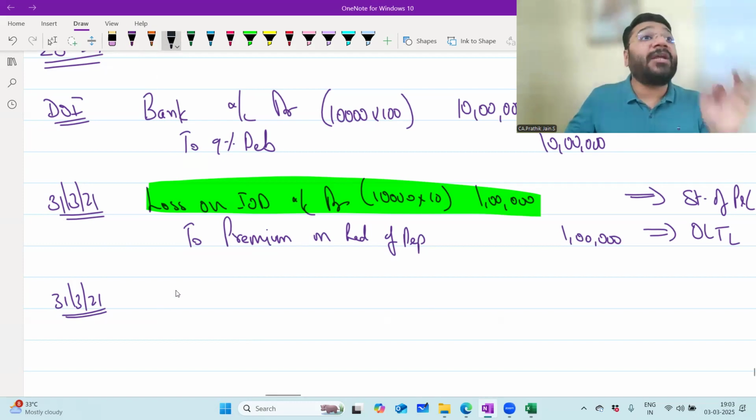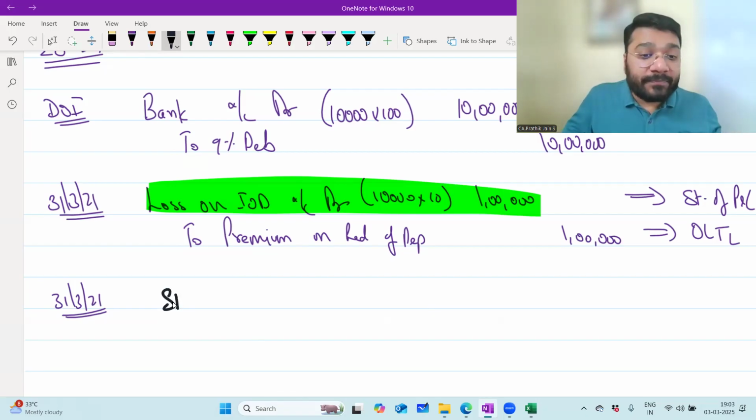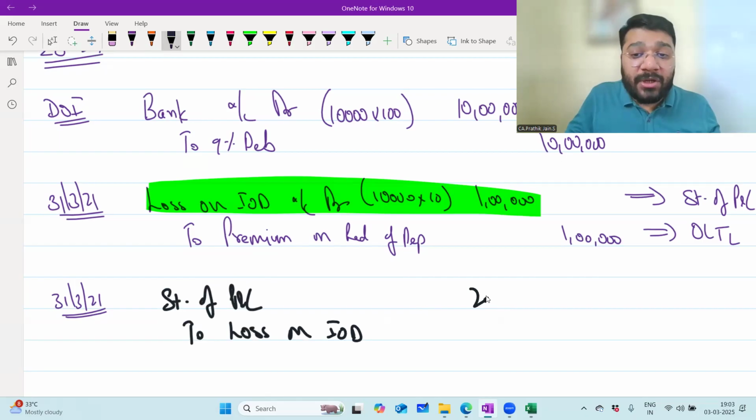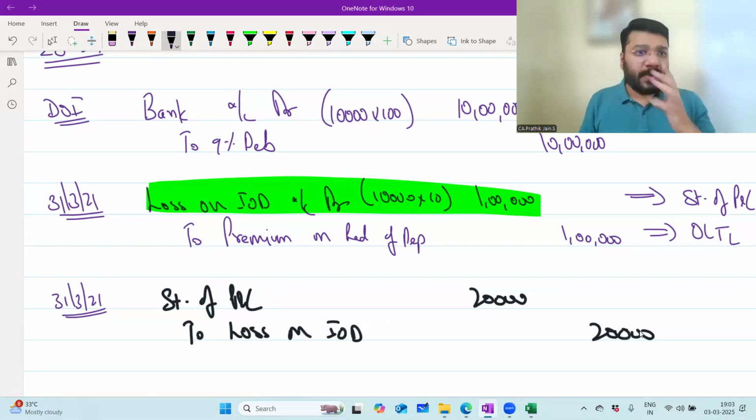So what is my transfer entry, the closing entry? Statement of P&L account debit to loss on issue of debenture. Very good. Statement of P&L account debit to loss on issue of debenture, 20,000. Any problem here? No, sir. After this, if I ask you to prepare a trial balance, can you prepare a trial balance? Yes.